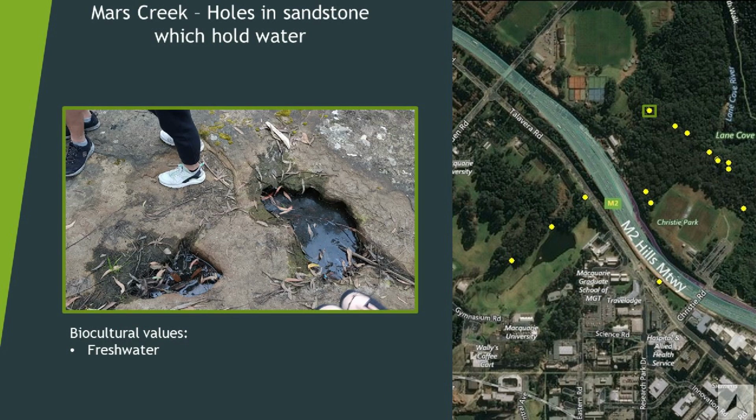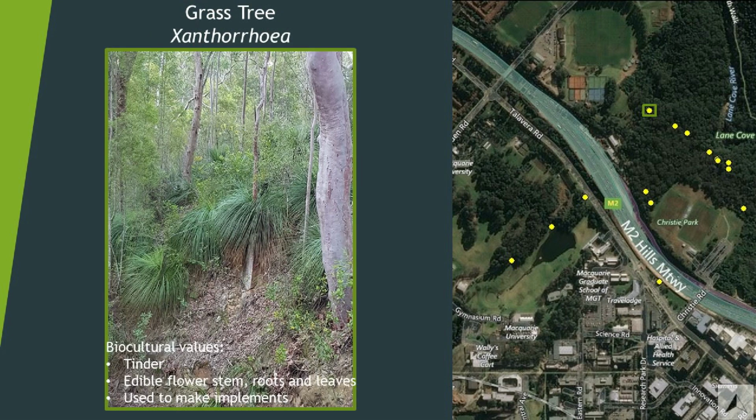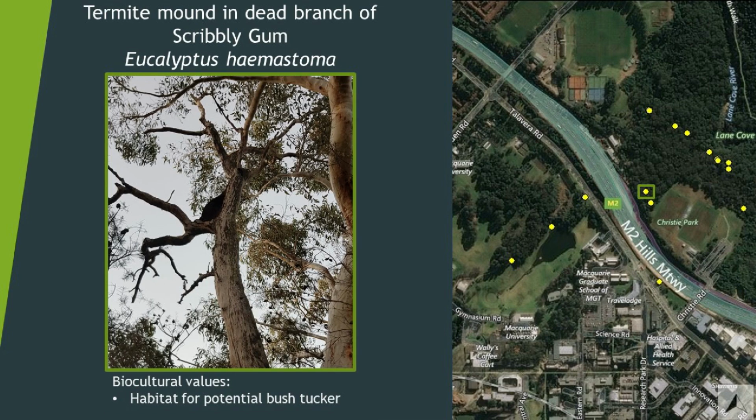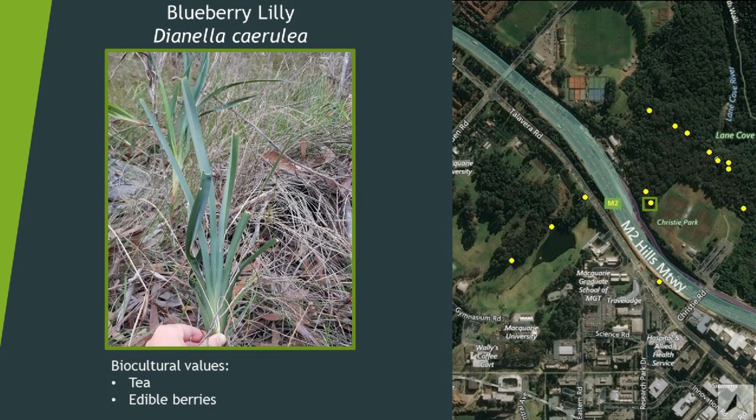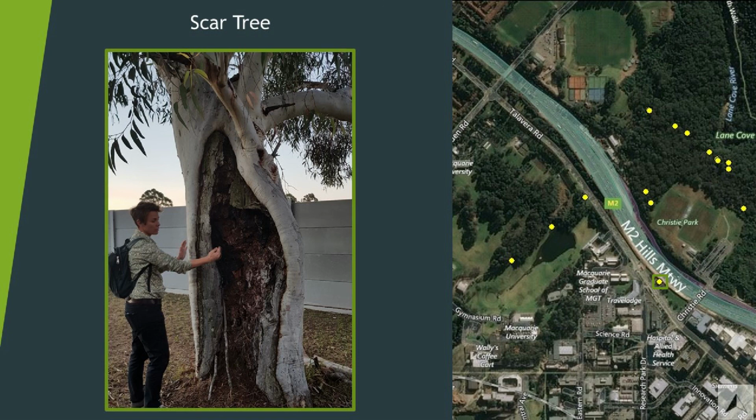Indigenous people often use fires to soften sandstone, grind out rock, and create water vessels. Grass trees are important for weaving and cultural burning activities. This termite mound in a dead branch of a scribbly gum now creates a great habitat for animals to build nests in. The dianella has leaves which can be boiled and drank as tea, and produces indigo-colored berries which can be eaten. At point 14, we found a possible scar tree.